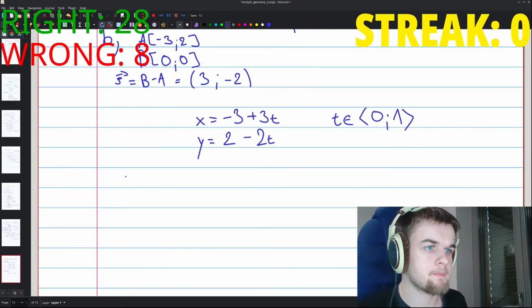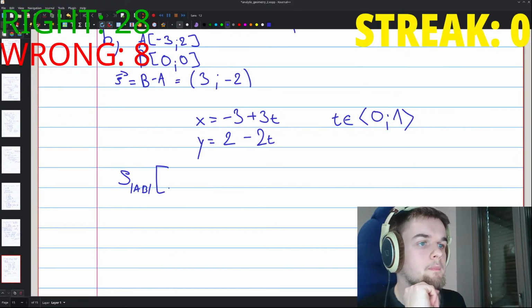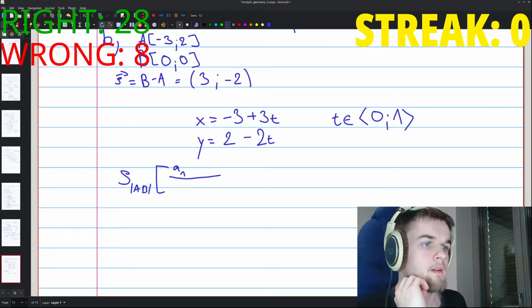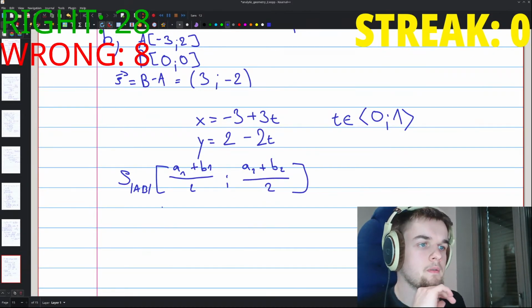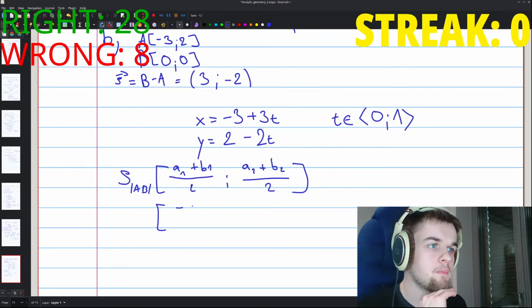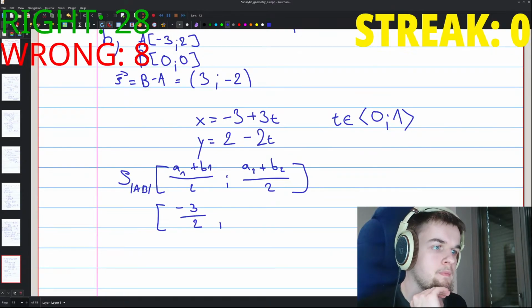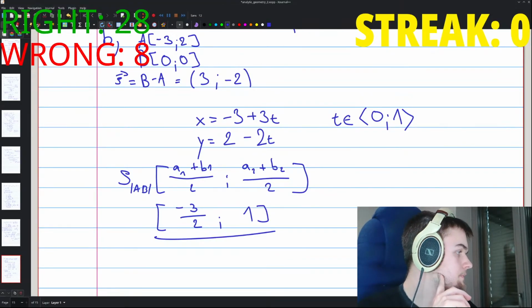Now to solve the midpoint. That's a1 plus b1 over 2, and a2 plus b2 over 2, which yields -3 over 2 and 2 over 2, which is 1. Check the results.